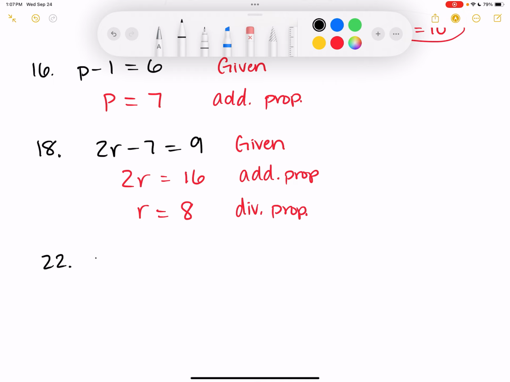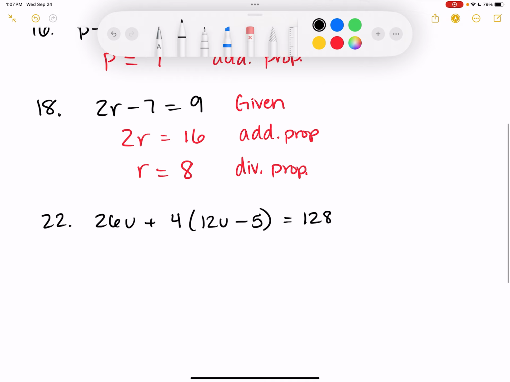22. 26u plus 4 times 12u minus 5 equals 128. So when you write this, obviously I'm writing the problem statement, right? That's what I've been doing. So if you do that, instead of having to rewrite it and write given, you can just write given beside it like I've been doing. I just want to specify that that's what we're doing. Do you have a question?